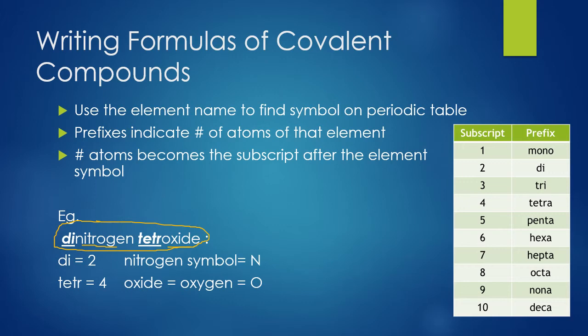And when you look up oxygen on the periodic table, its chemical symbol is an O. So now that we have the chemical symbols, we just need to put them together with the prefixes involved. What the prefixes are going to tell us is how many atoms of that element are present in the chemical formula. The prefix of di in front of nitrogen tells me there are 2 nitrogens. The prefix tetra in front of oxide tells me there are 4 oxygens. So putting that together, we get N2O4.